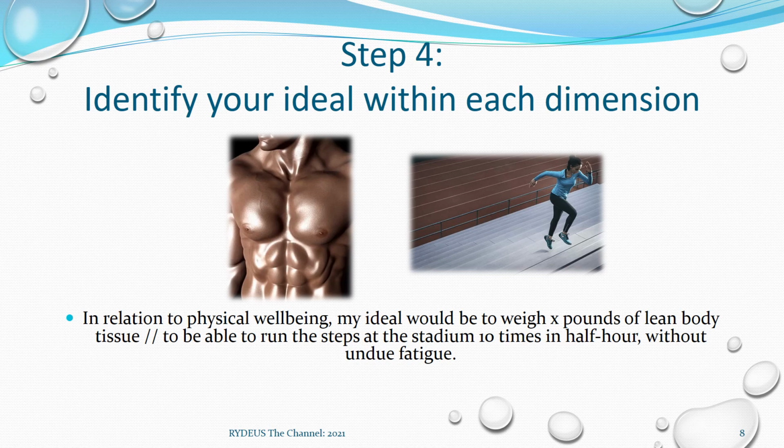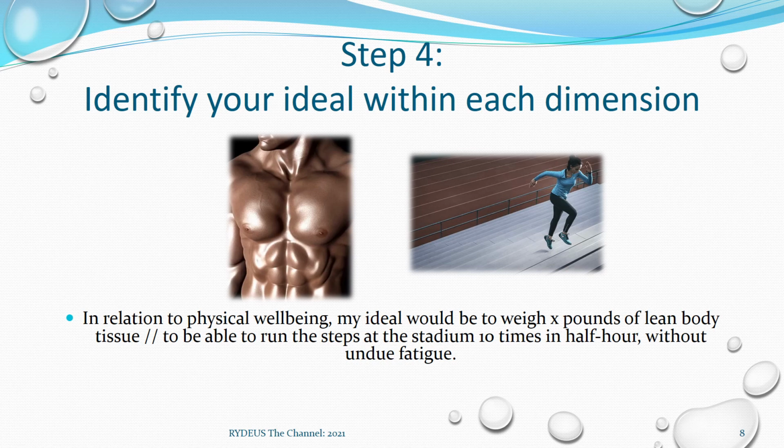So the next step, step 4, is to identify that ideal, which is sometimes referred to as your mental blueprint. The blueprint in your mind of what is ideal in this dimension. So for example, I could talk about my mental blueprint or my ideal in relation to physical well-being. I can say my ideal would be to weigh 170 pounds of lean body tissue. Or I could speak in terms of my ability to do something. So in terms of my mental blueprint in relation to the physical well-being dimension, I would like to be able to run the steps at the stadium 10 times in half hour without undue fatigue.